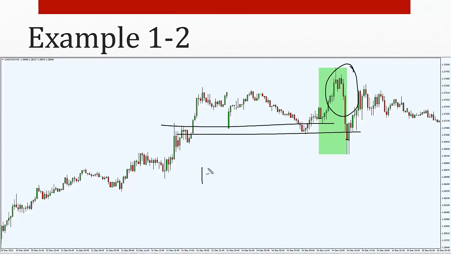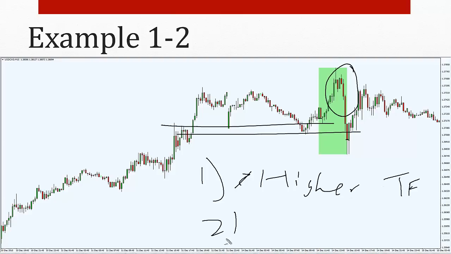So you have two things going against you. Number one, you're against the higher time frame trend, right? Against the higher time frame trend. Number two, you're also against the lower time frame trend. So you're basically a counter trend trader on the higher time frame and the lower time frame. So what are the odds of this trade actually working out? Right? Just think about this.